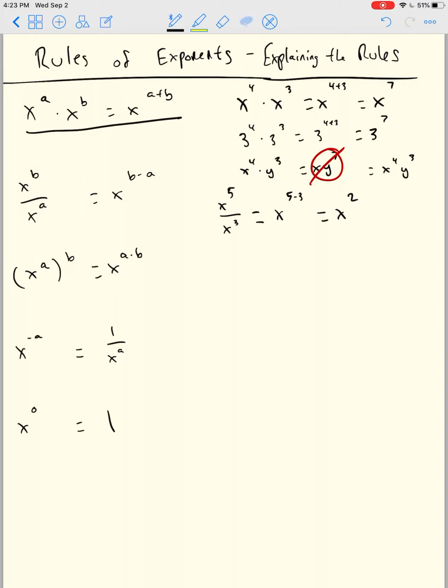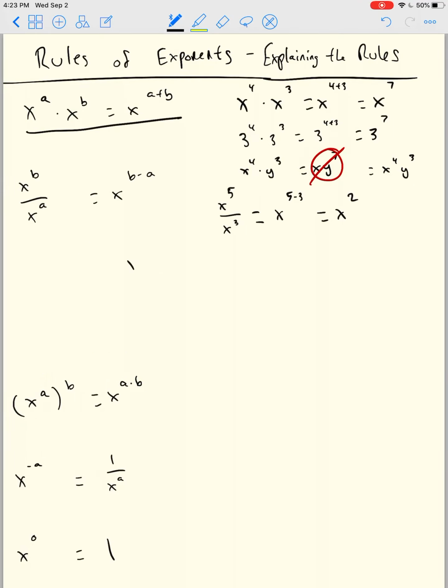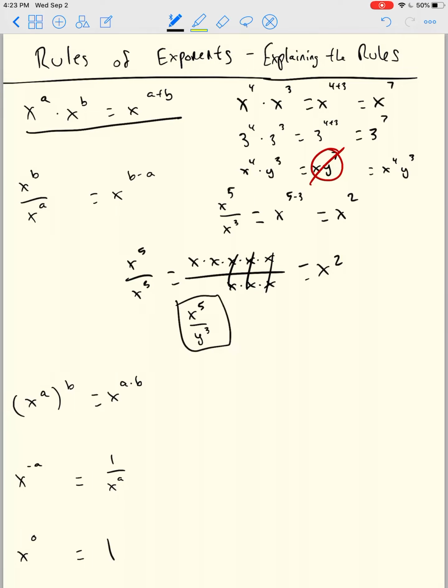Another way to think about that is, if I have x to the 5th over x to the 3rd, that's the same as 5 x's on top over 3 x's. And so these x's are just going to cancel out, and you get x squared. Same thing applies as above. We can't say x to the 5th divided by y to the 3rd. Those don't cancel out. That just stays exactly as it would be.